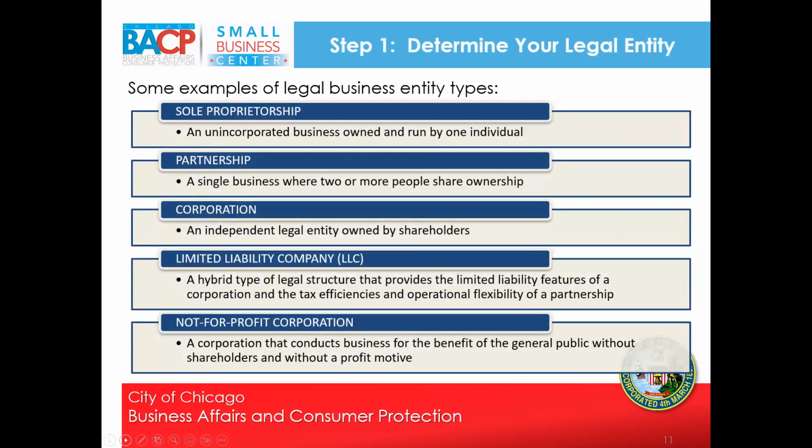So here again are some examples of the legal business entity types. As I mentioned before, we have a sole proprietorship, which is an unincorporated business owned and run by one individual only. There are partnerships, which is a single business where two or more people share ownership. The one thing to keep in mind with the partnership is that when one of the partners decides to leave, that partnership is considered dissolved, and you might have to reapply again for that particular business license. So it's something to keep in mind when you come in to apply.